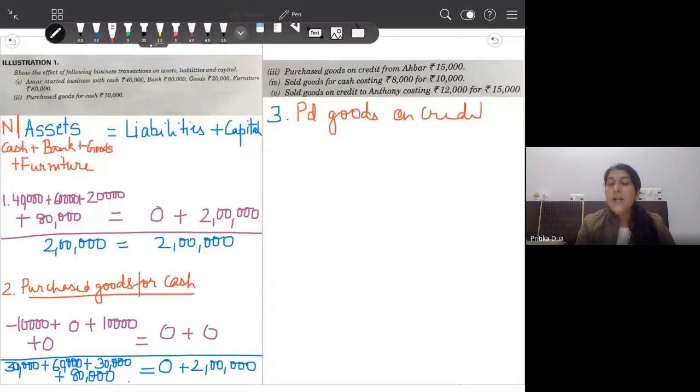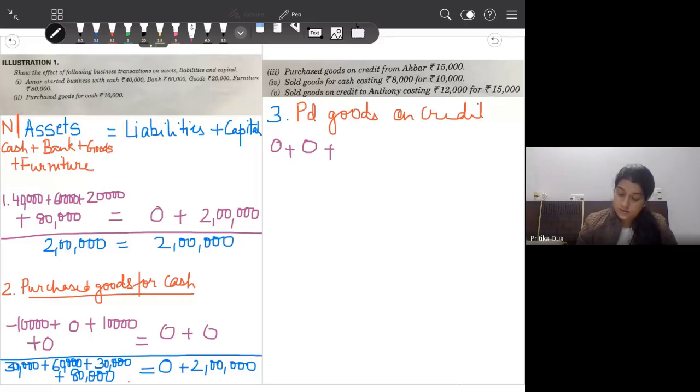So this increases the liability of the business, because now the business owes rupees 15,000 to Akbar. Okay, so how do we treat this entry? There is no impact on cash, zero impact. There is zero impact on bank because you have not made any payment for the goods yet, but your goods are coming into the business, and this means your goods are increasing by an amount of 15,000, and there is no impact on the furniture. So here again I'll write a 0. This is the first effect of this transaction.